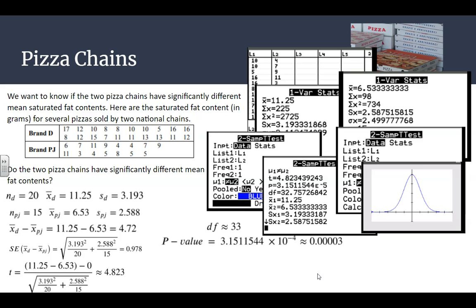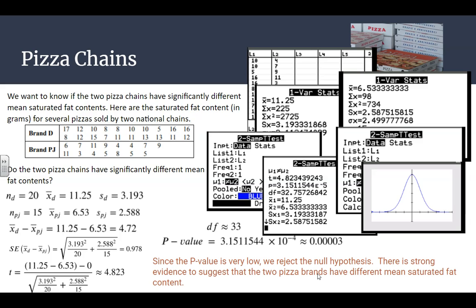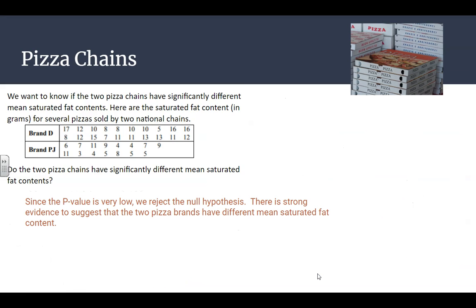4.82 is really far to the right. But remember, this one would be a two-tailed test, so technically it would also be shaded in at the left. So our p-value is super small, so we end up rejecting the null hypothesis. There is strong evidence to suggest that the two pizza brands have different mean saturated fat.